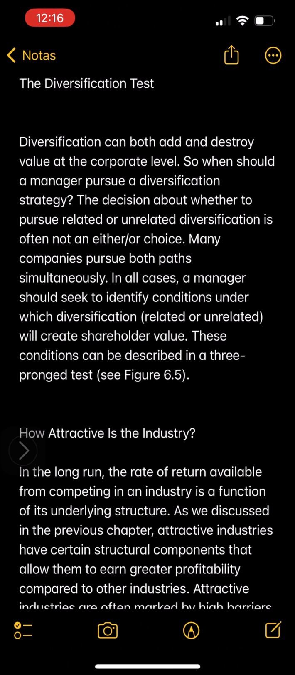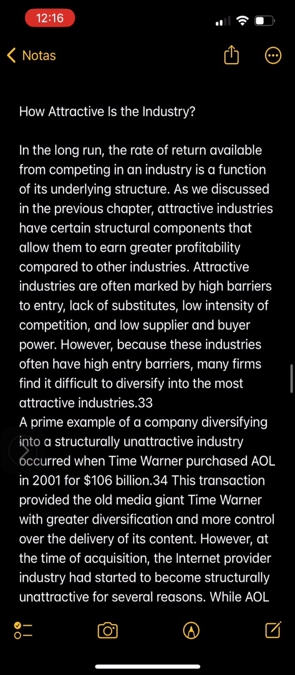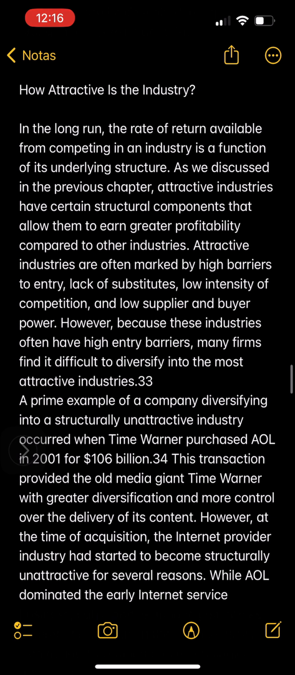In the long run, the rate of return available from competing in an industry is a function of its underlying structure. As we discussed in the previous chapter, attractive industries have certain structural components that allow them to earn greater profitability compared to other industries.